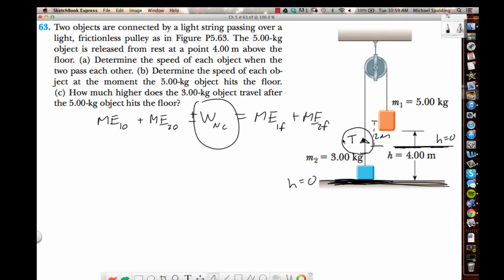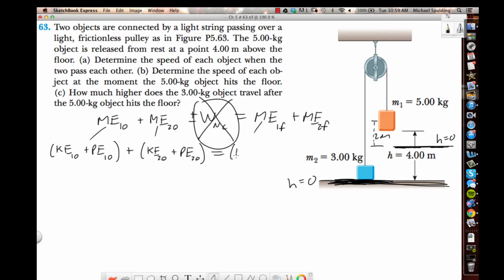So long story short, do we have any non-conservative forces to keep track of here? No, everything's conservative. All right, so mechanical 1 initial. Any springs in this problem? Nope, so I'm just going to leave springs off. Mechanical 1 initial is going to be kinetic 1 initial plus potential 1 initial. Mechanical 2 initial is going to be kinetic 2 initial plus potential 2 initial. And then over here, this is going to be kinetic 1 final plus potential 1 final, and then kinetic 2 final plus potential 2 final.